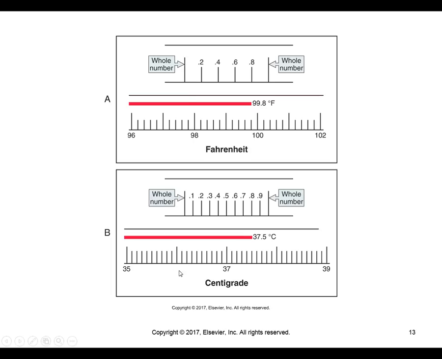This is a centigrade scale, and as you can see, we have 35, 36, 37. 37 is the normal temperature. 37.5 is right about here. So each one in this scale is 0.1. So 37.1, 37.2, 37.3, 37.4, 37.5.